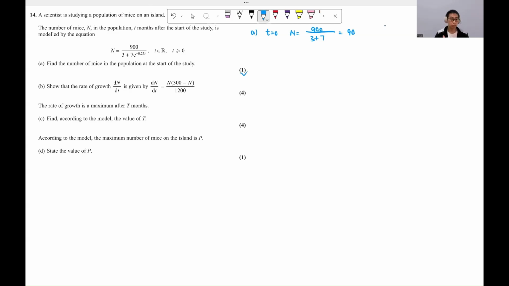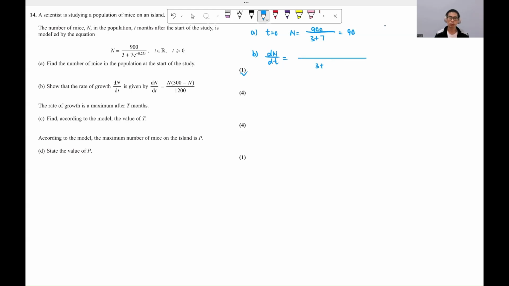And then part B: show that the rate of growth dn over dt is given by dn over dt equals n times (300 minus n) over 1200. Okay, let's differentiate first. So dn over dt is a fraction, so we can use the quotient rule. Or, if you want to, you can rewrite it as 900 times the whole denominator to the power of negative 1, and then differentiate using the chain rule. Both work. I'm just going to use the quotient rule here.